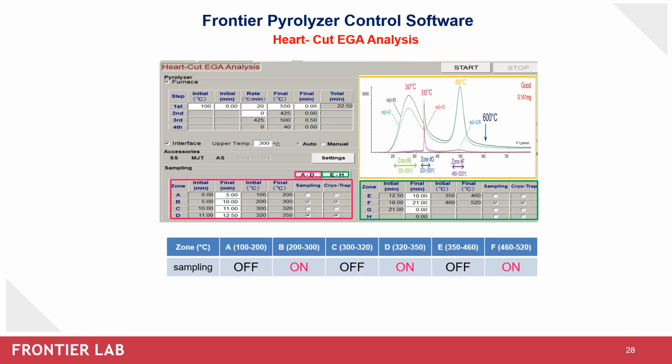And by the way, we did not talk about system configuration, but you will need to have a selective sampler and a microjet cryo trap to perform the hard cutting mode of operation. So going back to the software, zone B is important for us because we want to know what is coming up in zone B. So we check the box for zone B, and that means that we will obtain a GCMS run for zone B, which is 200 to 300 C. So in this sample, 3 zones are checked. So the method will generate 3 GCMS chromatograms for each sample.